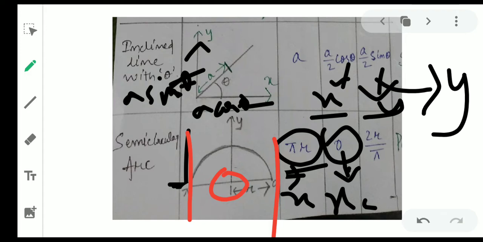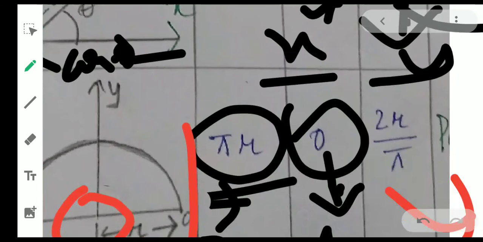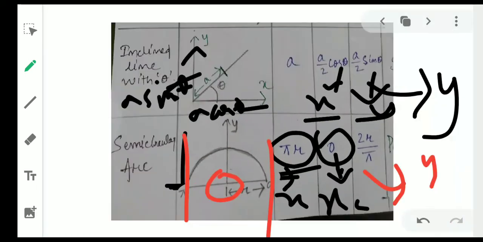So it is very simple. So xc becomes 0 and yc becomes 2r by pi. So very simple.